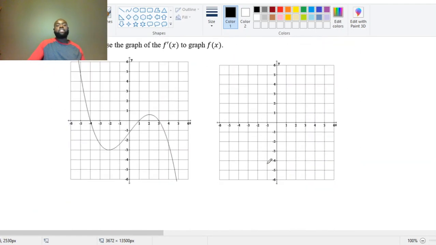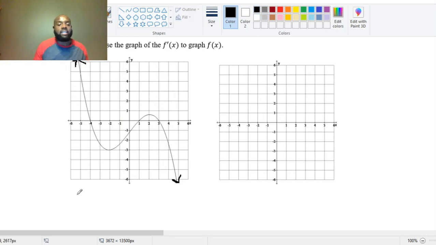Is this the same graph? No, this is slightly different. Again, we're going to look at this example where now we're given the graph of the derivative, and now we want to draw the graph of the function. So remember the relationship. Whether the derivative is positive, 0, or negative is going to tell me whether the function is increasing, decreasing, or neither increasing nor decreasing.